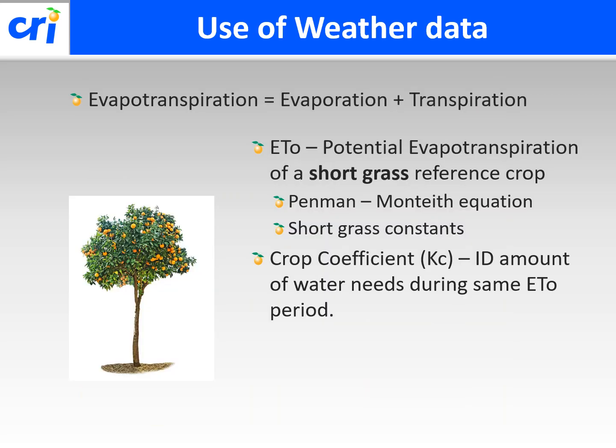Next, we will speak about the use of weather data. Site-specific weather predictions are critical in our decision-making process. Automatic weather stations provide accurate information regarding radiation, relative humidity, temperatures, wind speed, to name a few. This is all used to calculate the predicted evapotranspiration, or ETO, of a specific site.